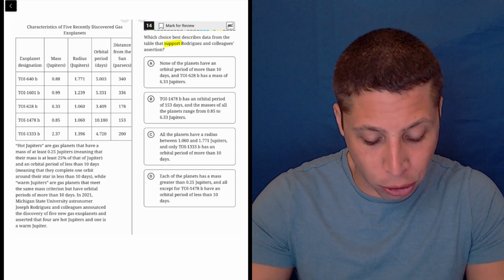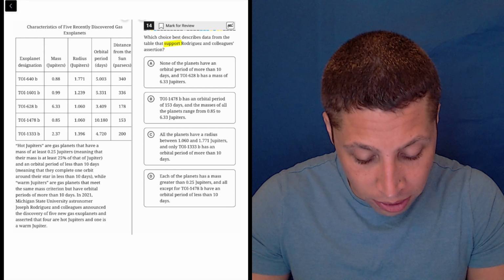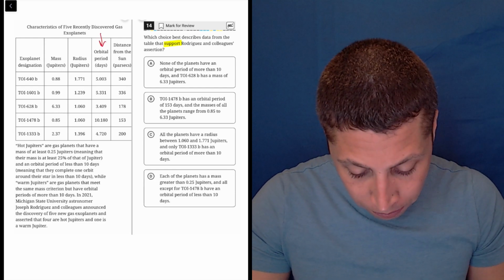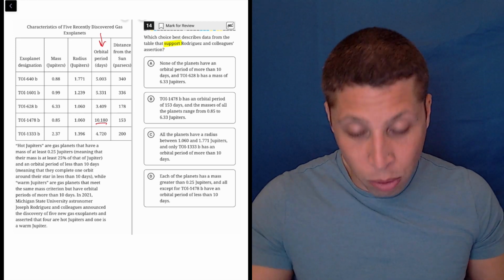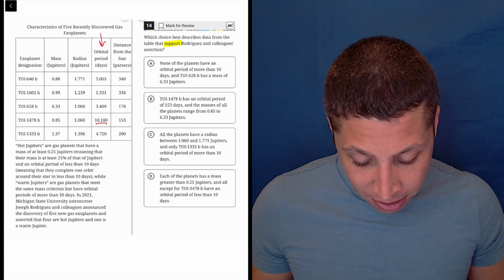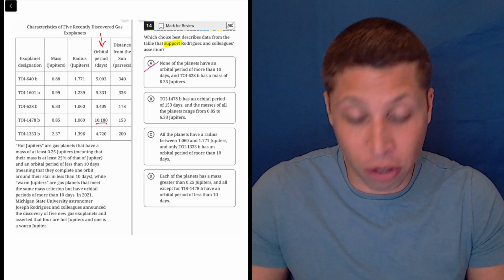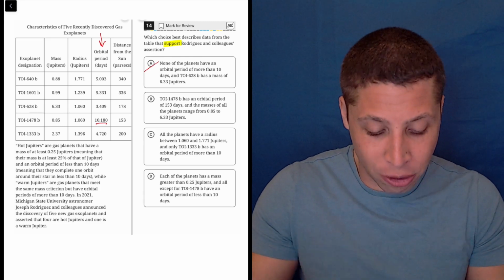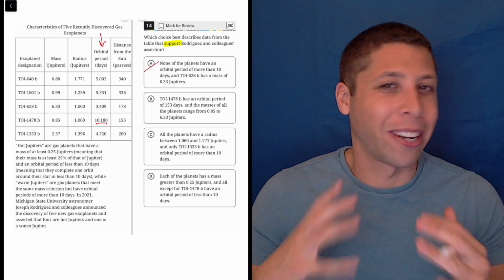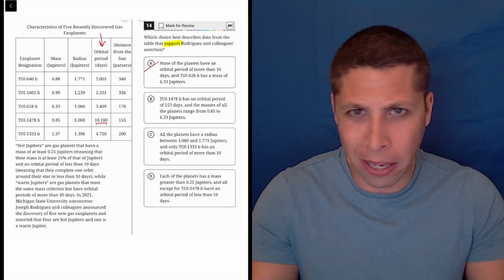So let me just show you what I mean by choice A. None of the planets have an orbital period of more than 10 days. Okay, well, here's the orbital period right here, the third column. And look, this one does have an orbital period of more than 10 days. There it is. That choice is just wrong. It's factually incorrect. You have a number that is greater than 10, and the choice is saying that we don't have numbers greater than 10. So notice how easy that is, right? It's not about anything about the planets. It's just about looking at the right column and noticing a number is bigger than they said.